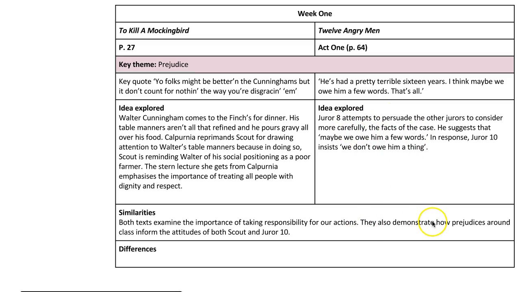They also demonstrate how prejudices around class inform the attitudes of both Scout and Juror 10. So prejudice means negative judgments around class, and that is the lower class of Walter and the lower class of the defendant. "We don't owe him a thing" are similar in both texts.